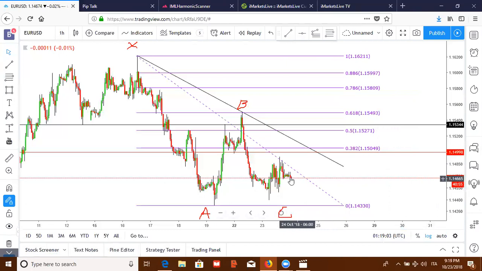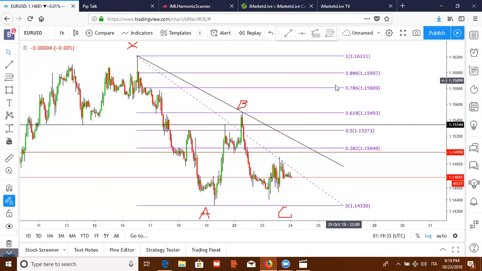Now, what I'm looking for is price to push up to the 78.6 level. The question is, will it push up there? I don't know. I can't predict the market. You can't predict the market. You can only take what the market gives you. So this is all about being patient right now because you have these points identified. So right now, I'm just being patient and seeing if I'm going to get this completion up here at the 78.6 level.